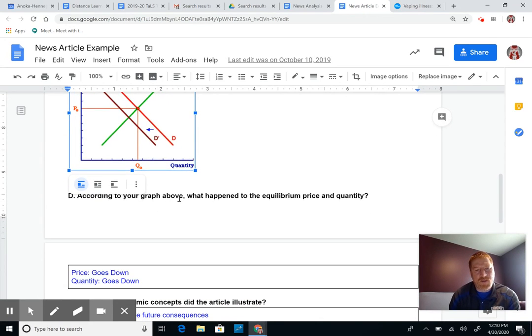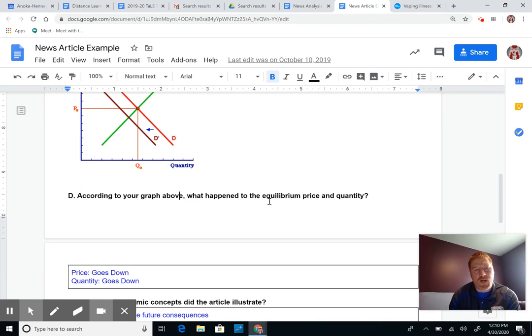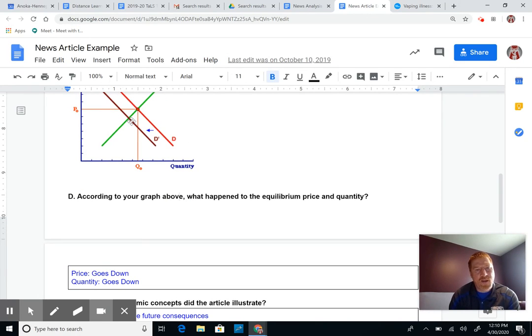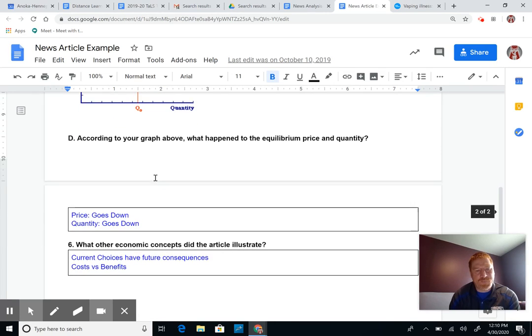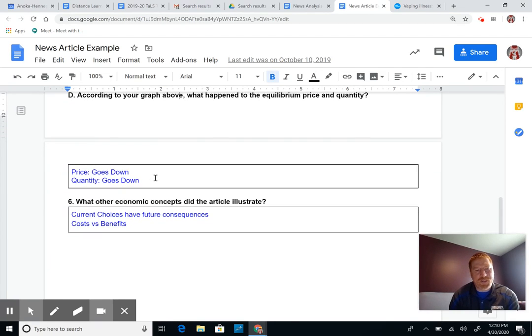And then according to the graph above, what happened to the equilibrium price and quantity? Well, if demand decreased, then I can see that price and quantity would go down. Then the last question says, what other economic concepts did the article illustrate?